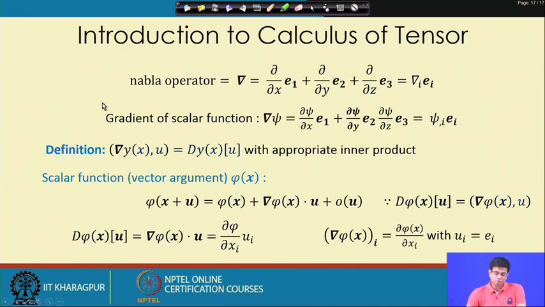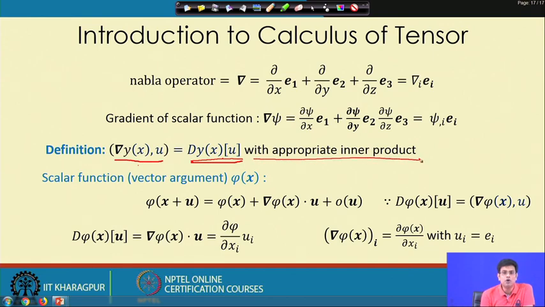Now, the general formula for finding the gradient is essentially the inner product with a vector u, which is a direction here. If you take the inner product of the del operator of this function with u, these two quantities are equal. This is how the gradient is defined, with the appropriate inner product.